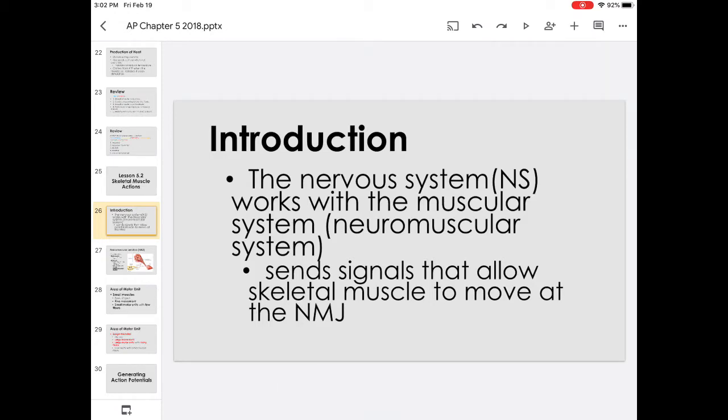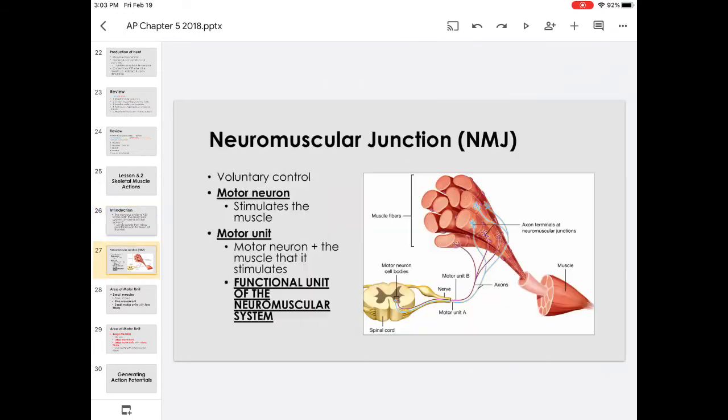You've probably heard of the nervous system a bunch of times. There's something called a neuromuscular system. This is a system that ties your muscle and your nervous system together. They work together in order for your muscle to actually have movement. This system sends signals to your skeletal muscle, because remember, your skeletal muscle is what is attached to the bones of your body, and these signals are released in something called the neuromuscular junction.